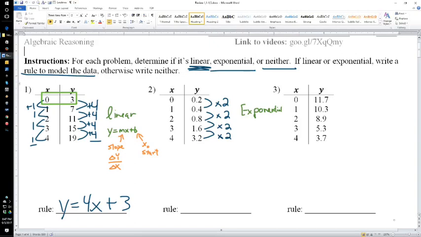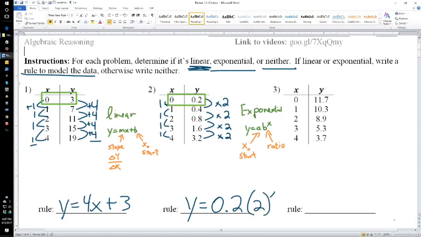Where your equation for that is y equals a times b to the power of x, where a is your starting point and b is your common ratio. My x's are consistent, all of these are going up by 1. And my starting point is 0.2, because that's where x is 0. So y equals 0.2, that's my starting point, times 2 to the power of x.